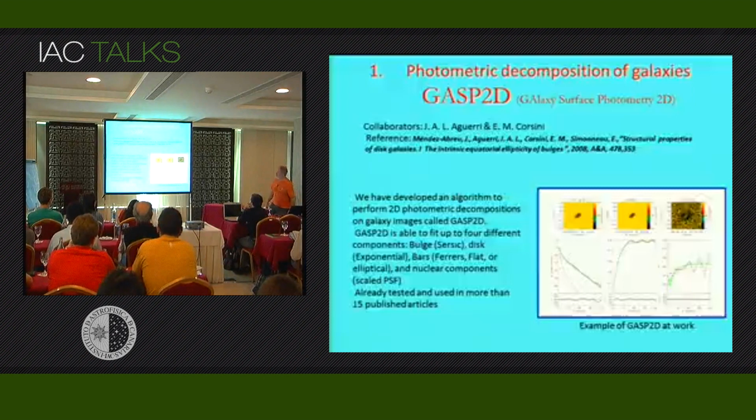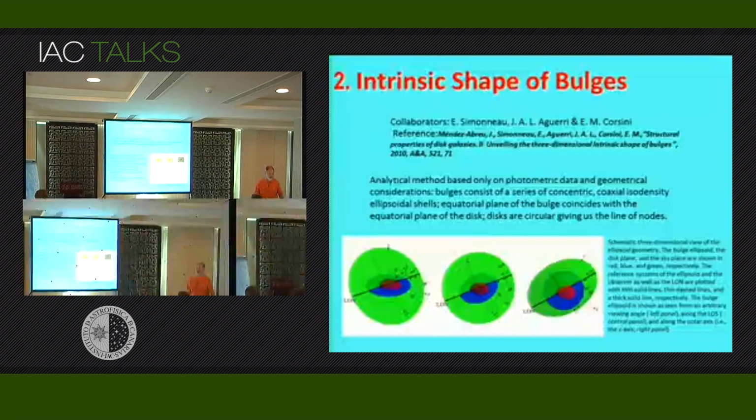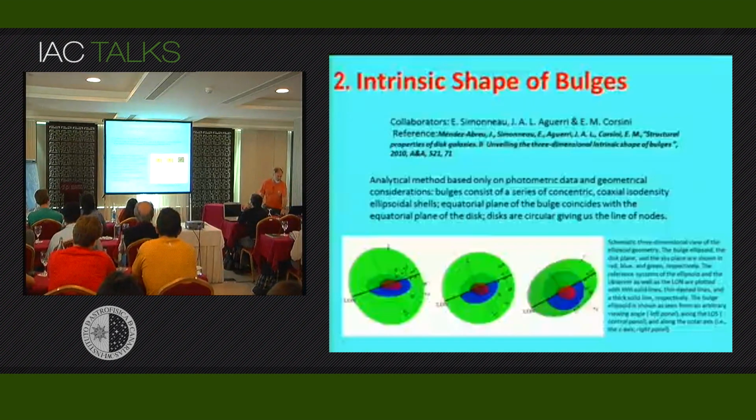They have developed their own algorithm to perform two-dimensional photometric decomposition. It can fit 4 different components: a bulge, a disk, different shaped bars, and nuclear components. And they have tested and used these in a series of articles.